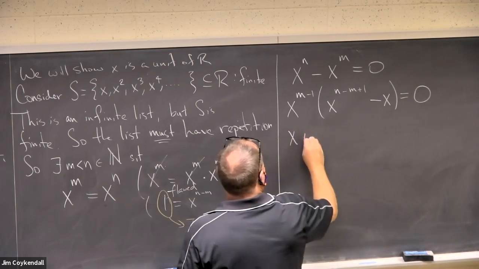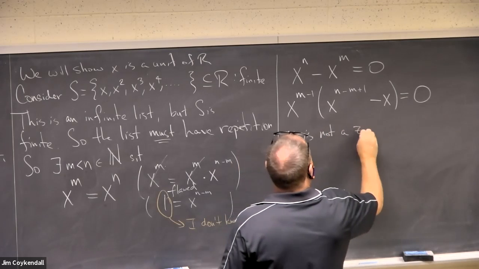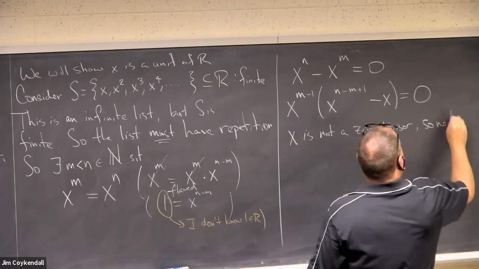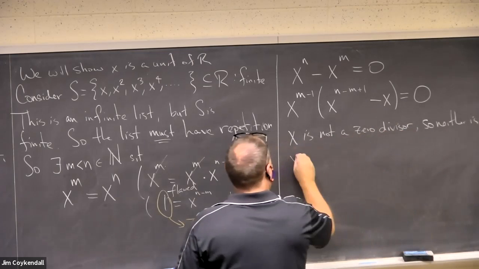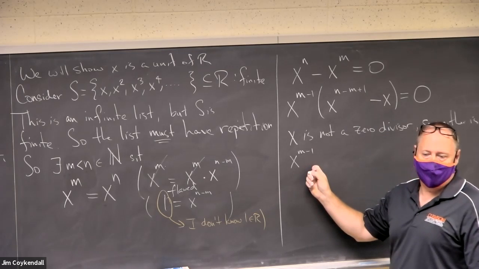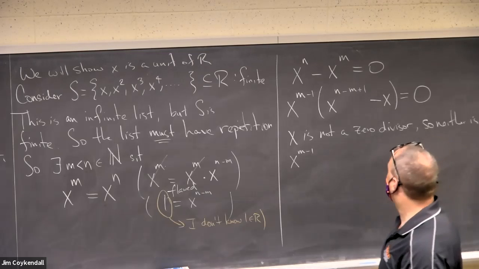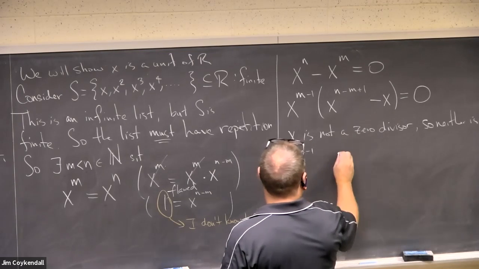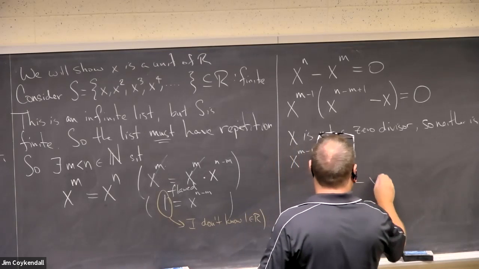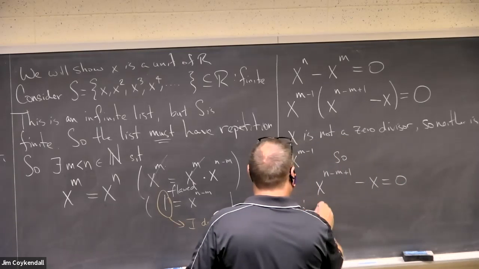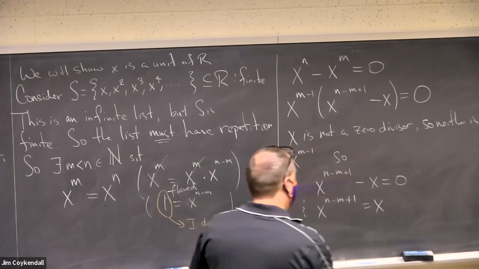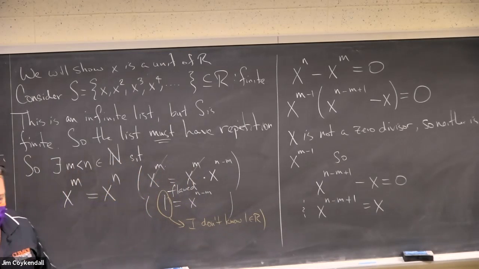Now, x is not a zero divisor. So neither is x to the n minus 1. Because if you can hit x to the n minus 1 by something and have it be 0, then you're hitting x by something and having it be 0. Therefore, everybody agree with that?